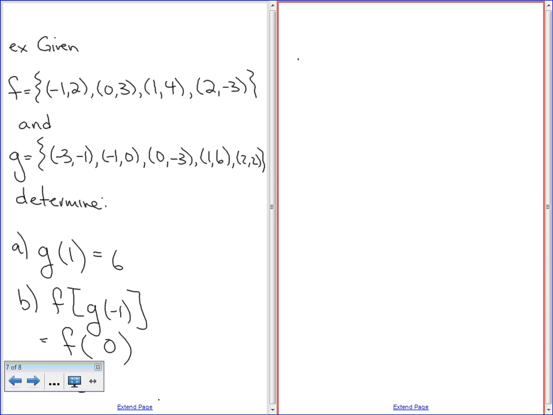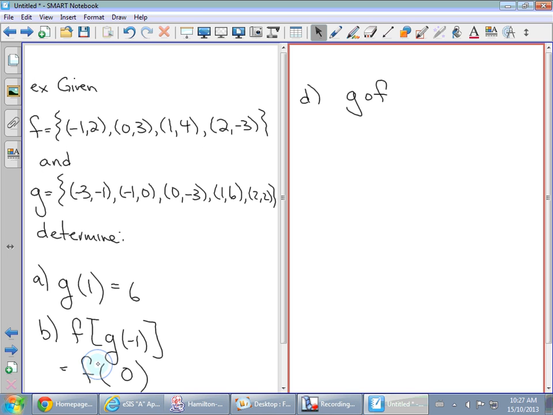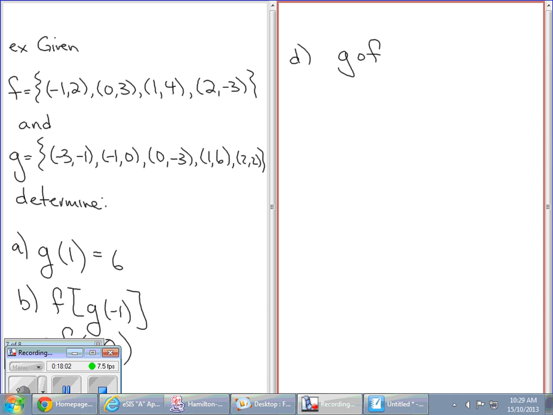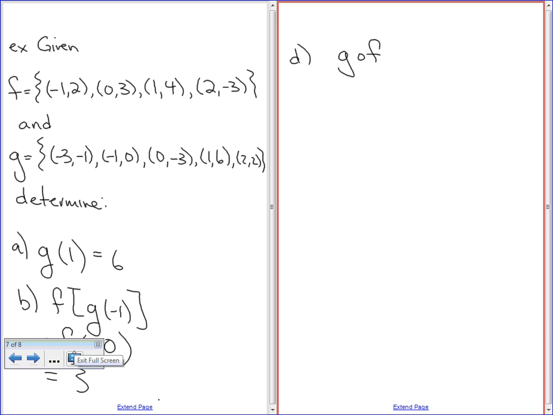So I'll have you guys try this one. g at f. So try it yourself. I'm just going to pause this so that you're watching it and not just sitting there. So again, g circle f means g evaluated at f at x. So I'm going to list my answer here. And again, once you get the hang of it, you won't need to do all the side work here, but you're starting with the f function. You're starting with the x values of the f function.